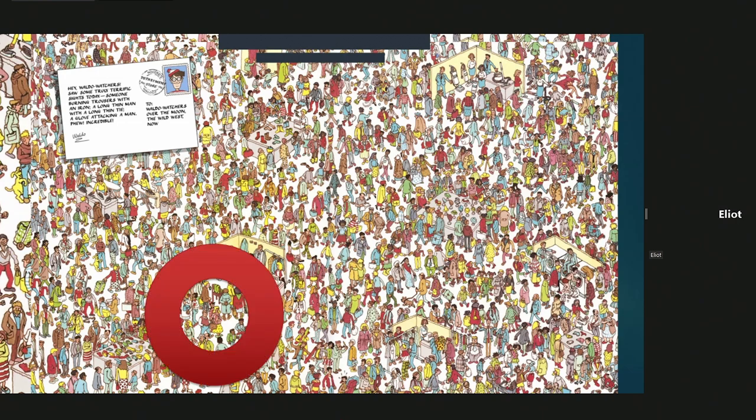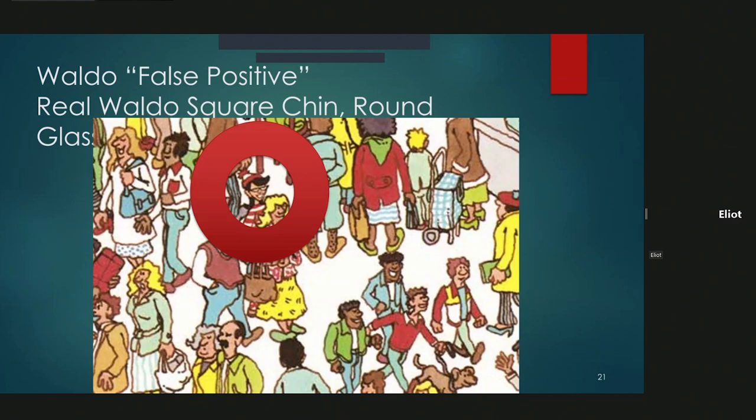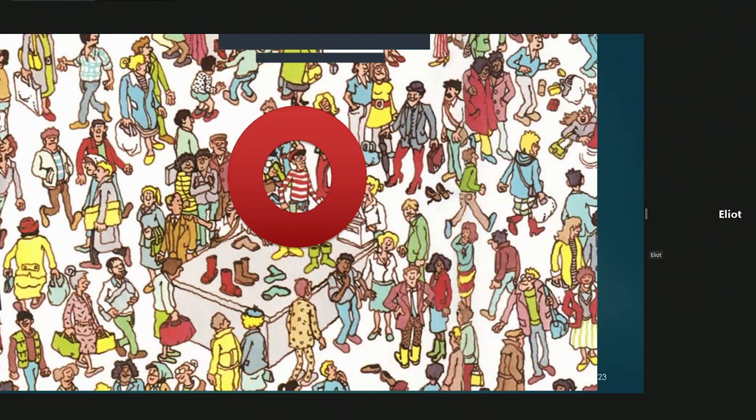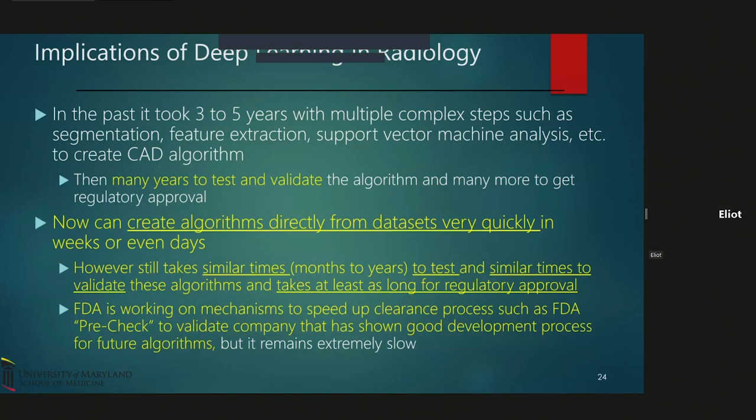This is actually a false positive Waldo. This Waldo has a triangular shaped chin, and this is actually where Waldo was. But the point here is that it turns out to be much easier and faster if one has a large number of data sets that one can annotate. The implication of deep learning in radiology is that what used to take years to develop with multiple complex steps can now be developed much more rapidly, although it still takes a similar amount of time to test and validate these algorithms.